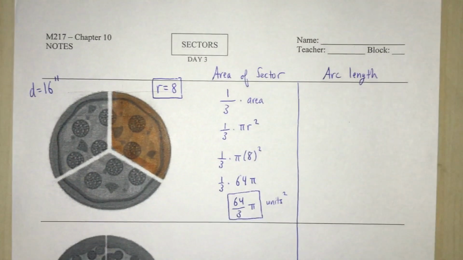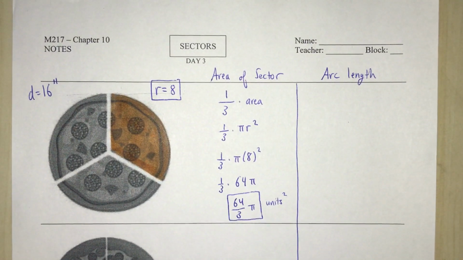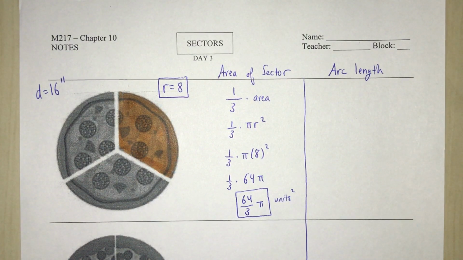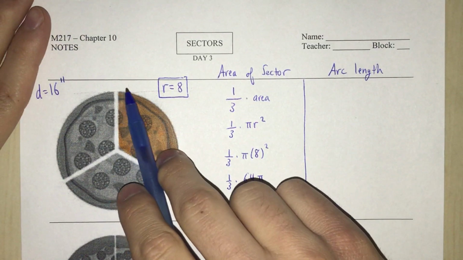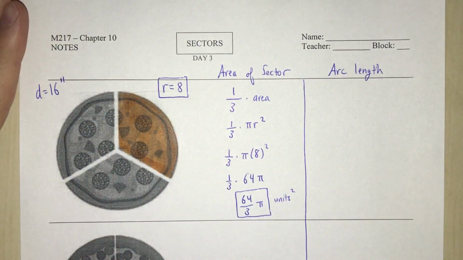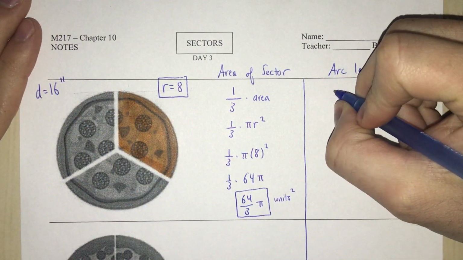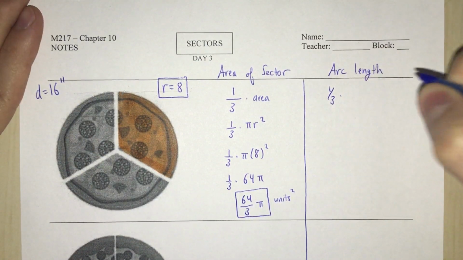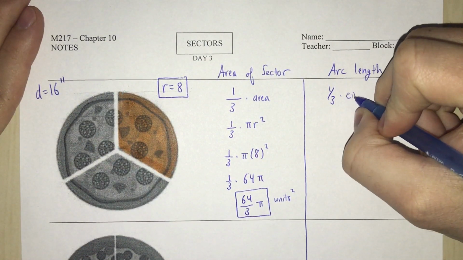For arc length of this, similar idea, okay? In this case, I want a fraction of the circumference, because arc length is measuring the length around the outside, and we know the length around the full outside is the circumference. So over here, we're still doing 1/3 of the pizza, so I just want 1/3 of the circumference.